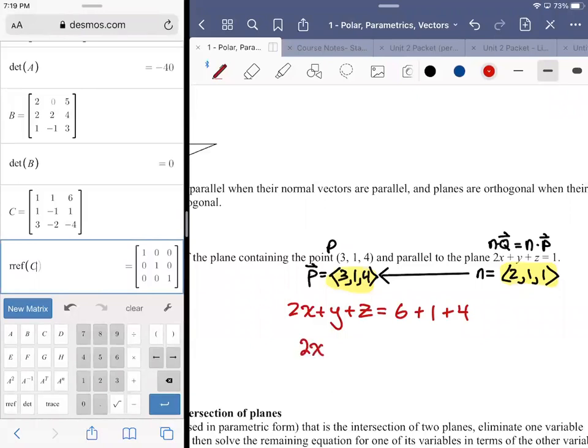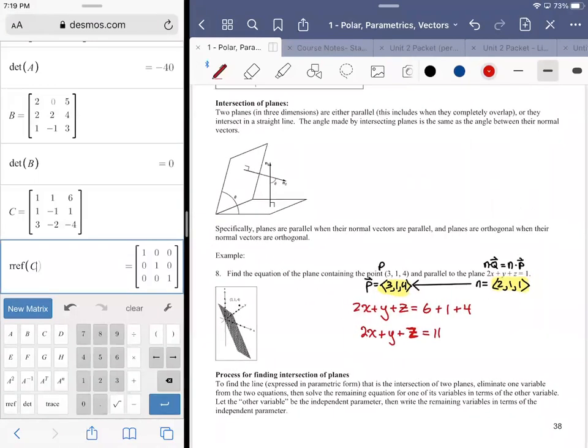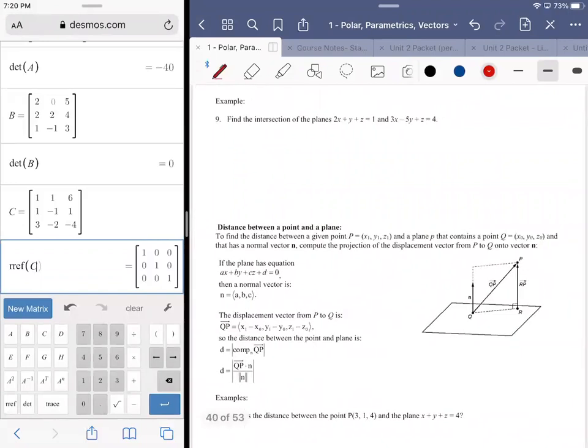So the equation of the parallel plane would be the same left side as the original plane, but the right-hand side would just be 11 instead of 1, right? So that's the displacement between the two, right? But if you need to find intersecting planes, now we got some work to do. All right, the intersection of two planes.